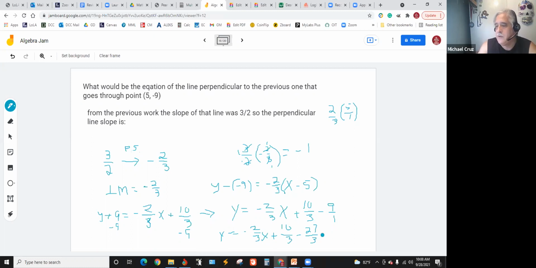All right, so then that's going to be y is equal to negative 2/3 x minus 17/3. All right, so that's the slope intercept form. It's a little bit messy one, but that's what we're going to have to live with. Let me just show you real quickly because we've got just a couple more minutes.